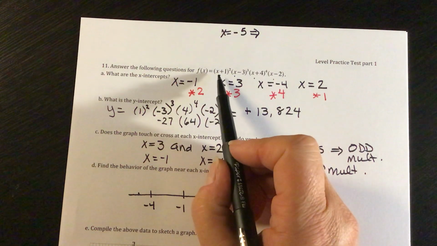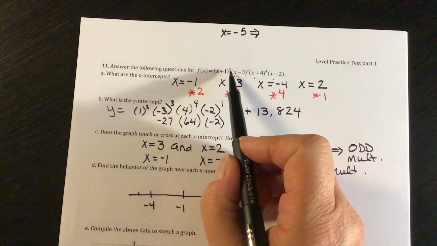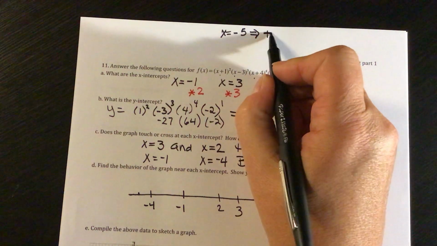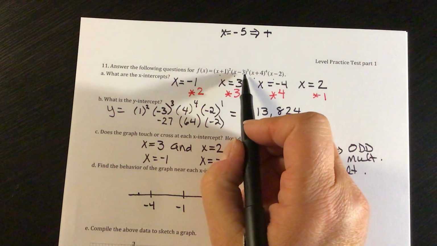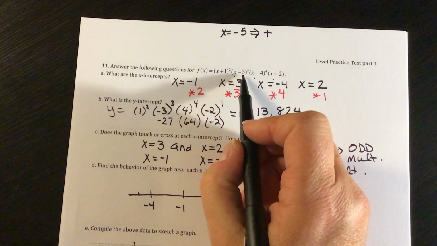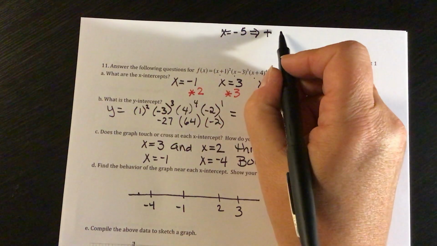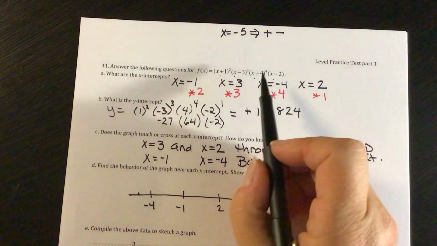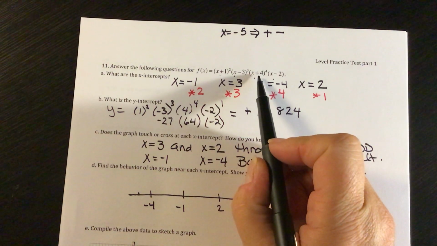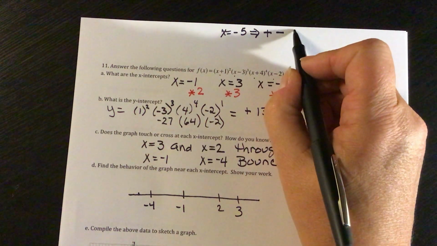So -5 plus 1 is -4, so that negative is squared, and that's going to be positive. -5 minus 3 would be -8. To the third power is going to be negative. A negative to the third power is negative. -5 plus 4 is -1. To the fourth power is positive.